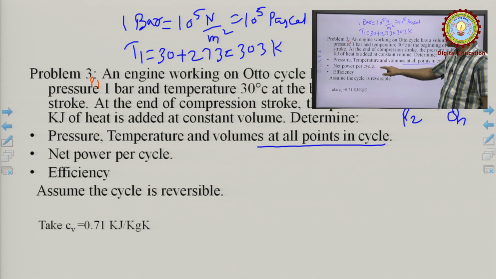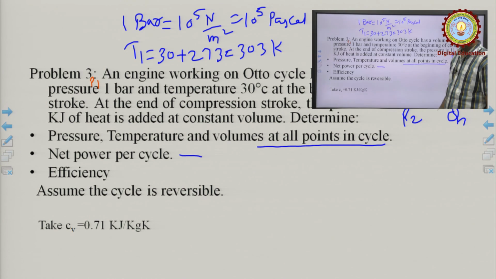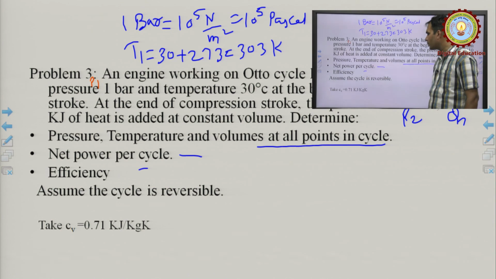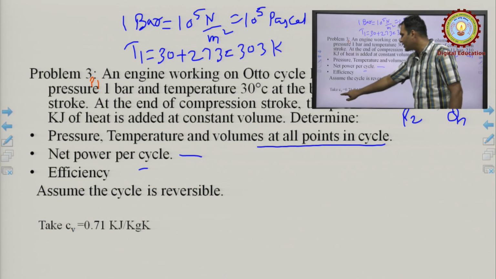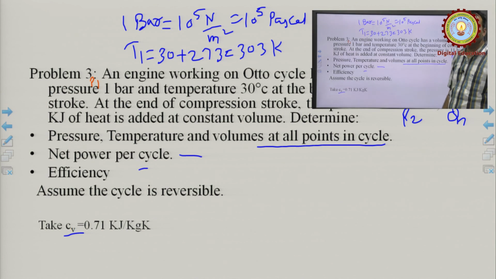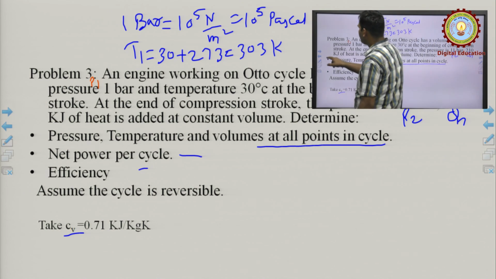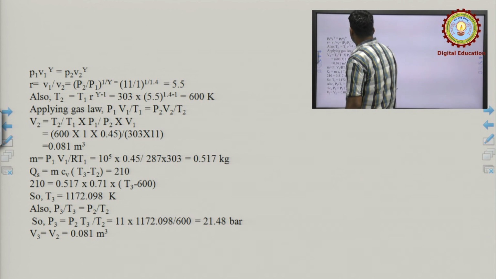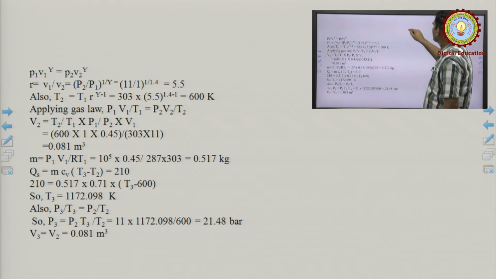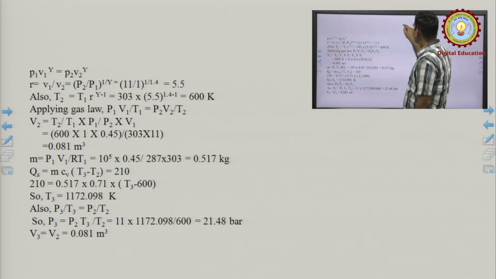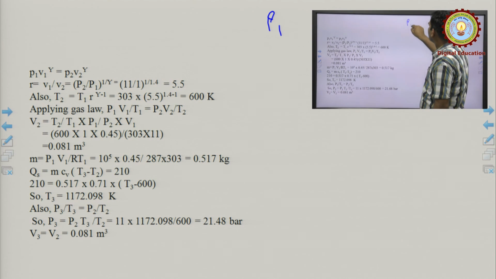Second part is net power per cycle and efficiency. Assuming the cycle is reversible and take Cv, that is specific heat at constant volume, equal to 0.71 kilojoule per kg Kelvin. So this is the solution. Since for a reversible adiabatic process, P1 V1^gamma is equal to P2 V2^gamma.